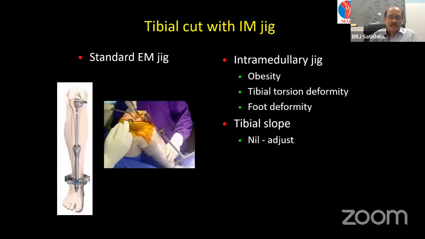So as I said, if there is a significant deformity, or in obese patients where the shin is not palpable, we can use an intramedullary jig. And more so if the deformity looks a little bit complex, and there is a torsion deformity and a deformity of the foot as well. Rather than using a standard extramedullary jig, you can use an intramedullary jig. So the intramedullary jig will give you a proximal tibial cut exactly perpendicular to the long axis of the tibia. In varus deformity, we do not want the tibial component to be placed in varus.